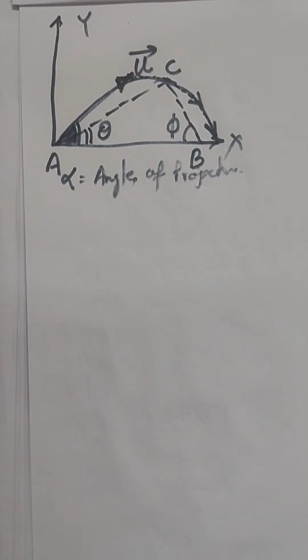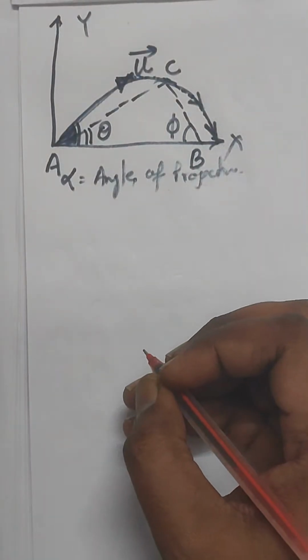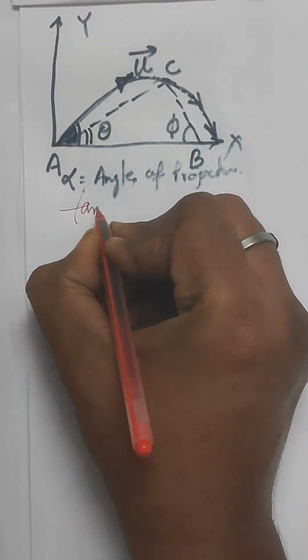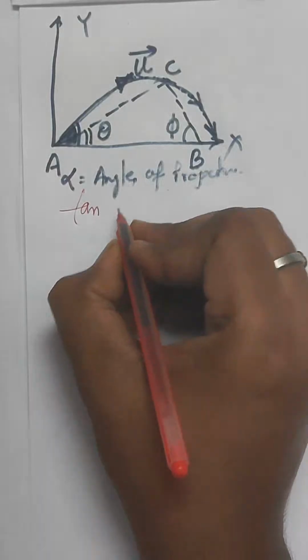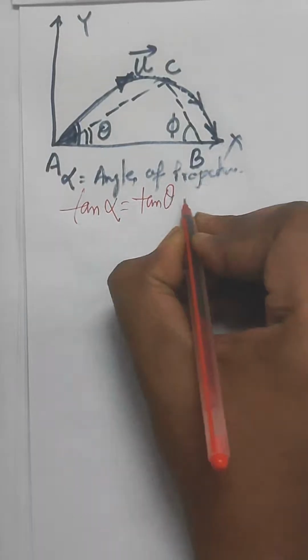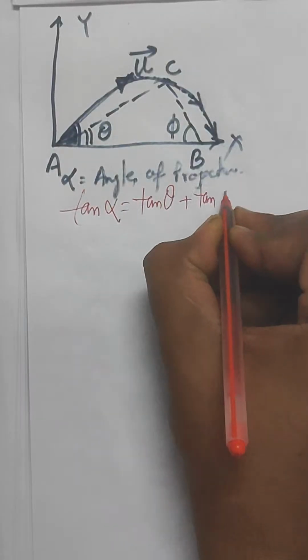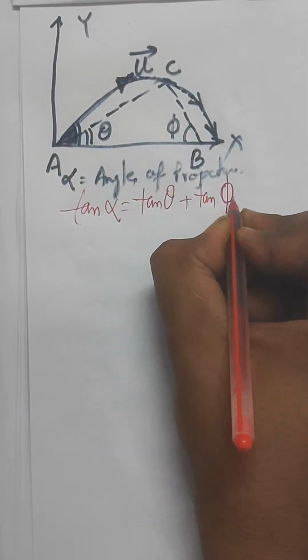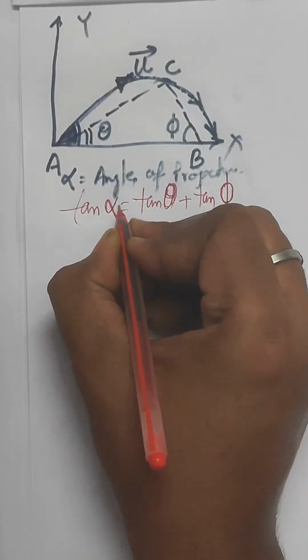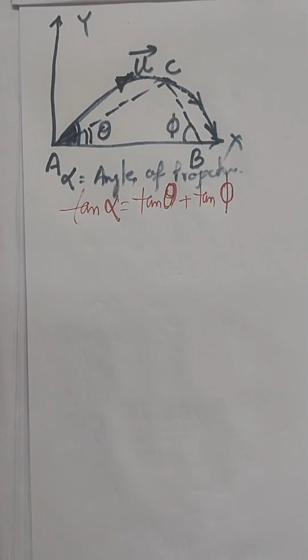So here we need to prove that tan alpha is equal to tan theta plus tan phi. This we need to prove. So let us start it.